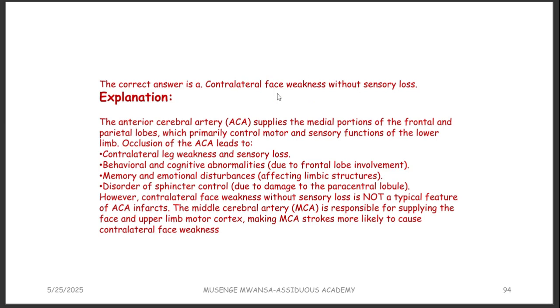But contralateral face weakness, this one is not true because the face is not actually controlled by the anterior cerebral. This one controls the lower part. Then the last question: draw a well labeled diagram of the arterial circle of Willis. So this one you are going to draw.